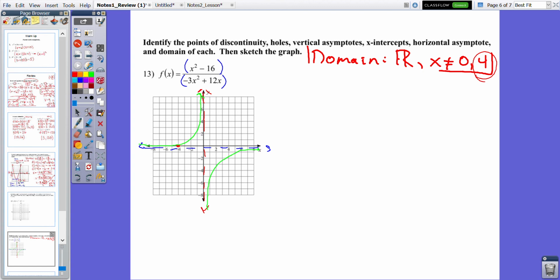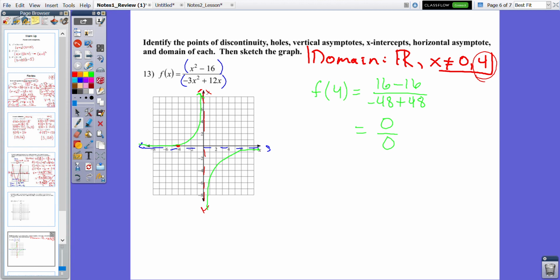So if we do f of 4, here's what happens. 4 squared gives me 16, divided by negative 3 times 4 squared, that's negative 48, plus 48. When we simplify this, we get 0 over 0. That's a problem for two reasons. One, technically we can't divide by 0, and 0 divided by 0 is not a number.